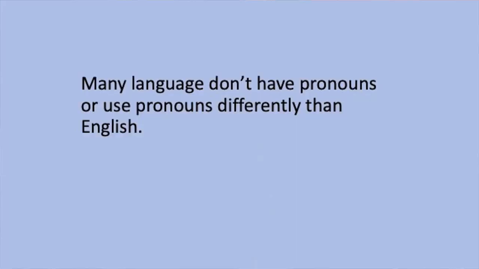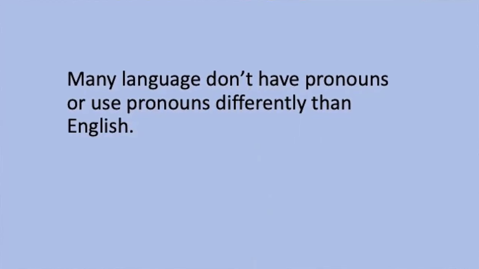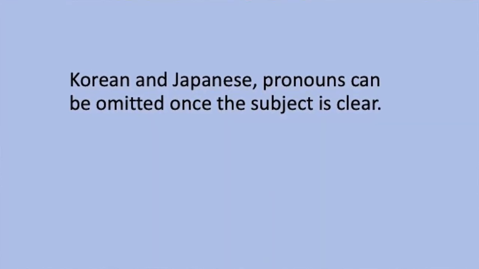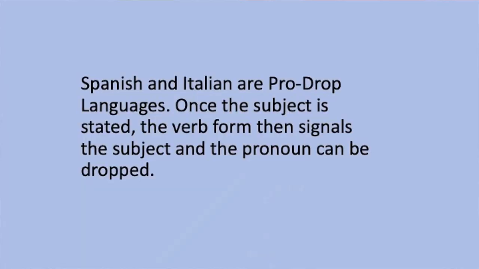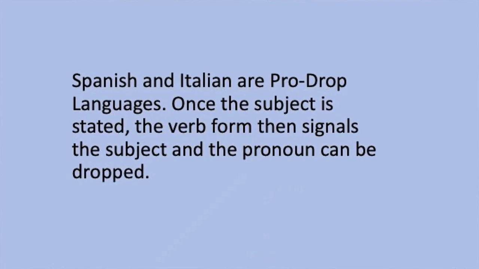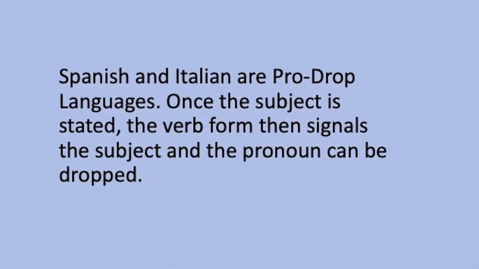Many languages either don't use pronouns or they use them differently than they're used in English. In Korean and Japanese, for example, pronouns are omitted once the subject is clear. Spanish and Italian are what we call pro-drop languages. Once the subject has been established, the verb form signals the subject and the pronoun can be dropped. Mandarin uses one spoken form for he, she, and it.